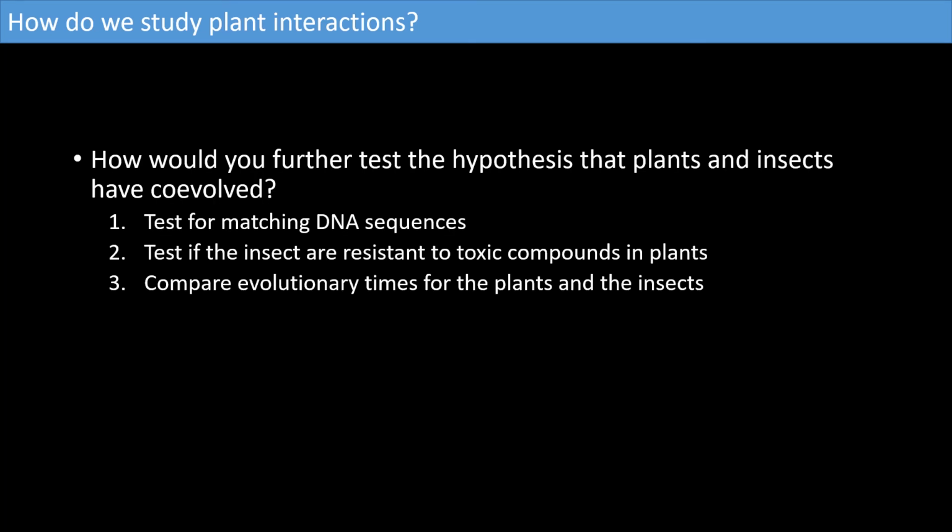So how can we study these plant interactions based on phylogenies? How would you further test the circumstantial evidence of matching topologies between two phylogenetic trees? Could you test for matching DNA sequences between plants and herbivores? Could you test if the insects are resistant to toxic compounds in plants that are represented in their respective clades? Or could you compare the evolutionary times for the plants and the insects? Just take a break, pause the video, and think about this.